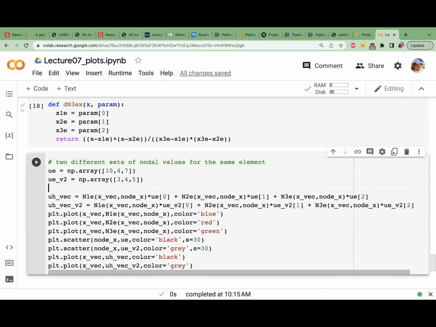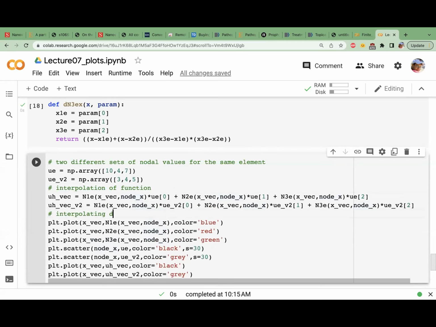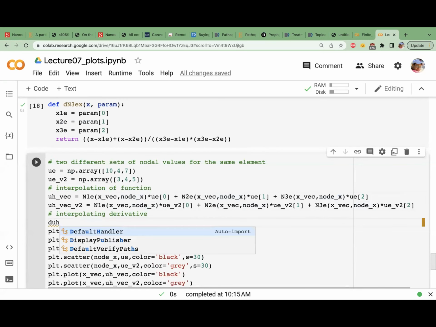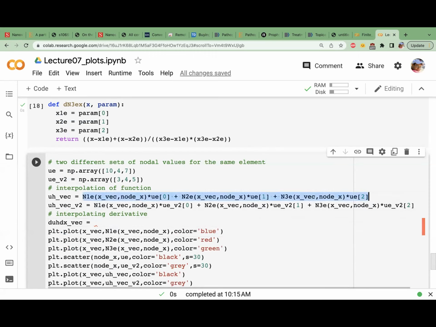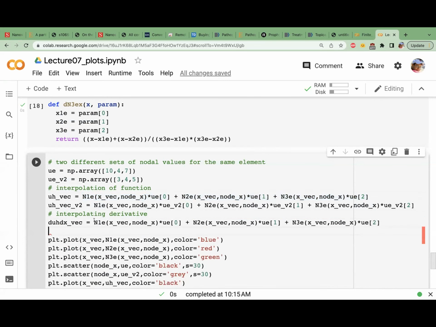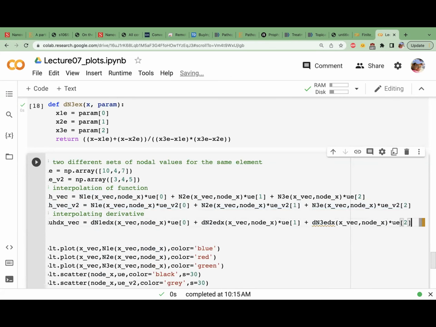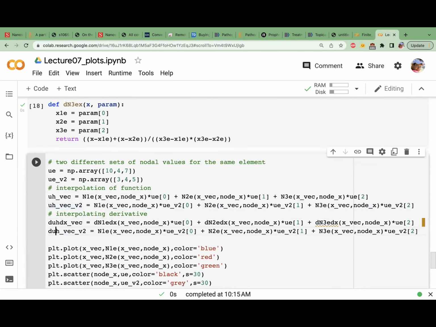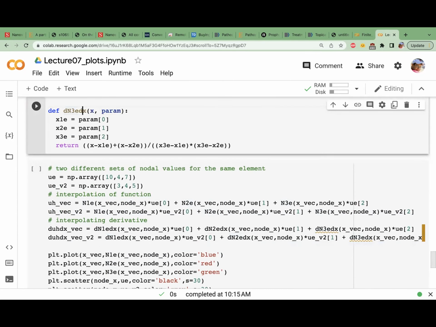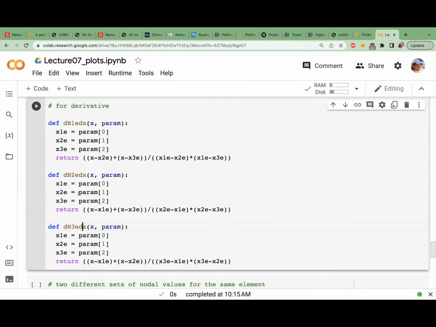For the same element, this is the interpolation of the function. And so if I want to interpolate the derivative, if I want du h dx vec, what do I need to do? It's going to look exactly like this, but instead of the shape functions, the derivatives. And that's true also for this other set of values. This is du h dx vec version 2. Why is it complaining? Oh, because I didn't put a dx. It's complaining that these are not defined because this is not defined. There we go.